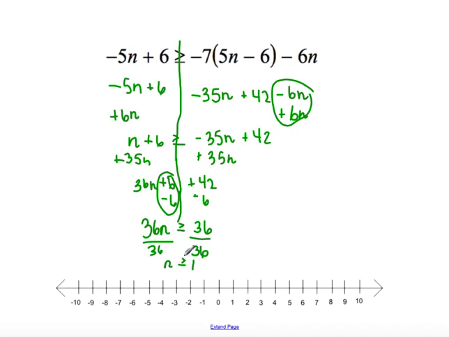Now, because we have a sign that is equal to as well, we are going to find 1 and we are going to fill in the dot. The filled in dot tells us that the 1 is included in the answer and it is greater than, so we are going to point our arrow, our line and our arrow all the way over to all the numbers that are bigger than 1.